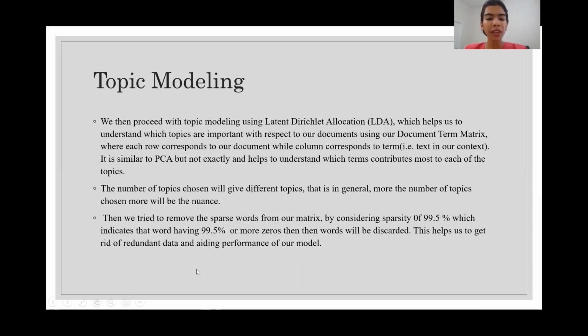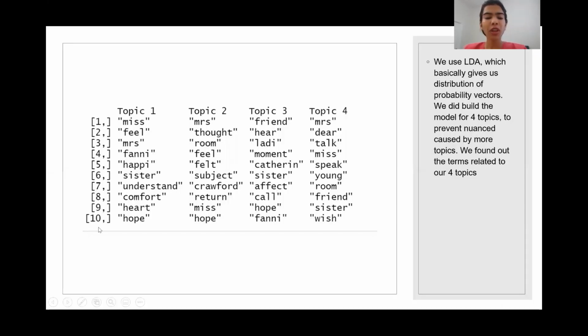The next step was to apply a sparsity of 99.5%. That means I tried to remove those words which have zeros in 99.5% or more of the documents, so as to get a stronger grip by removing the words that give us redundant information. After doing this, we found which terms are related to our particular topics.